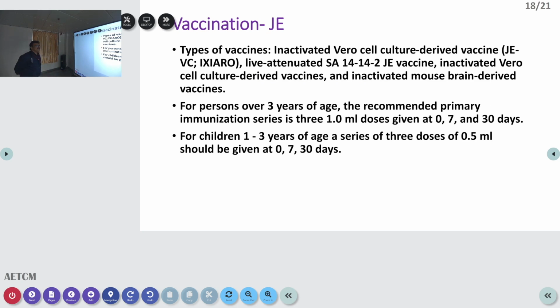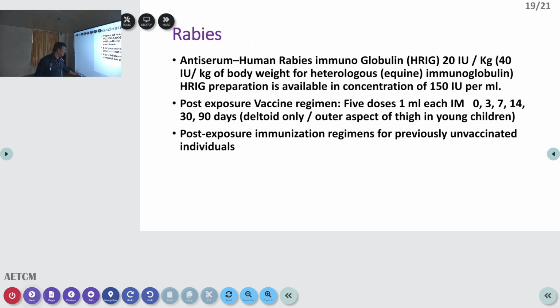Now, many encephalitis, including Japanese encephalitis, have a vaccination schedule. So vaccines for Japanese encephalitis can be given in areas where this disease is endemic. That can be tried in children or adults where there is a Japanese encephalitis endemic area. Rabies. Normally, we don't take rabies immunization without any dog bite or cat bite.